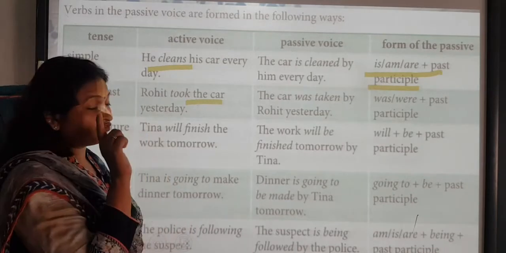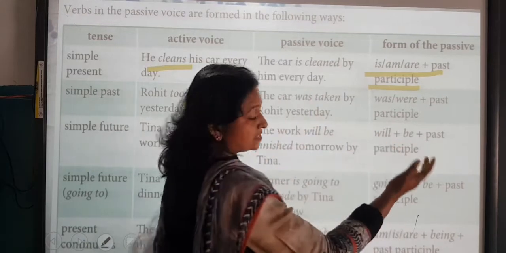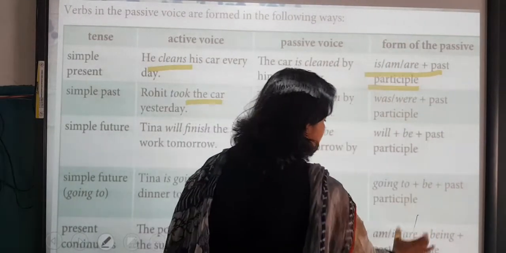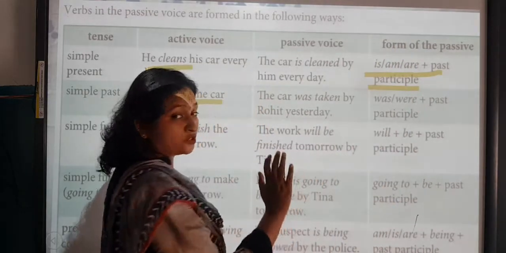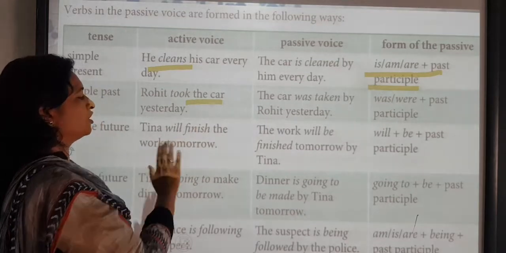So future में will आता है. So here it will be, what is the rule for passive? Will plus be plus past participle. This particular column is very important. You need to memorize it. So Tina will finish the work tomorrow.